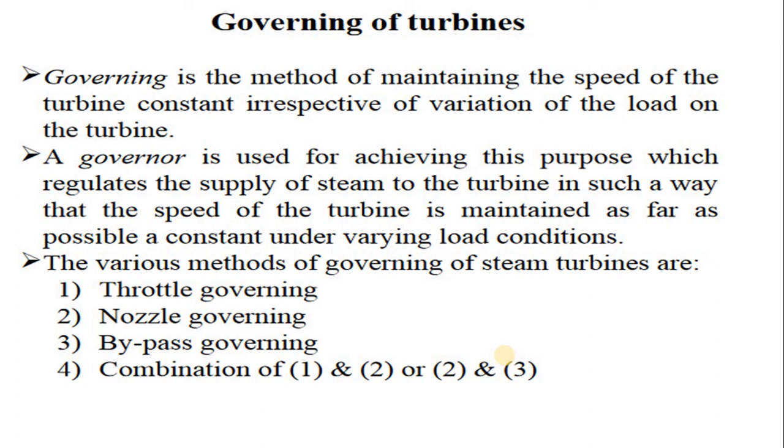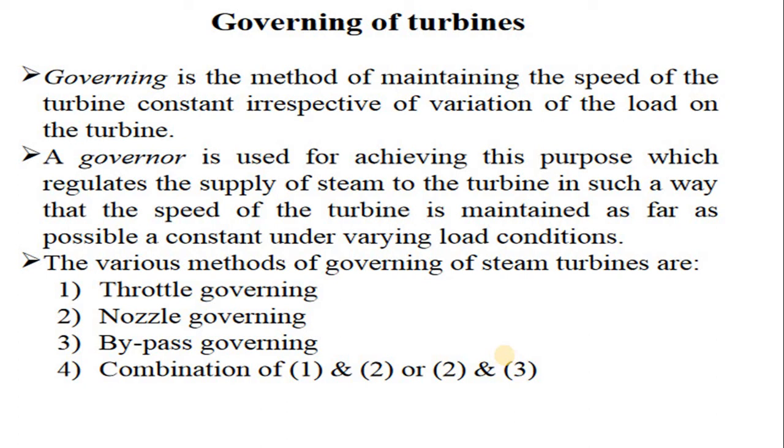The governor is used for achieving this purpose, which regulates the supply of steam to the turbine in such a way that the speed of the turbine is maintained as far as possible constant under varying load condition. So it is very essential to maintain a constant speed in order to maintain good performance of the steam power plants. So this step is most important. Governing is mandatory in the steam turbine as well.